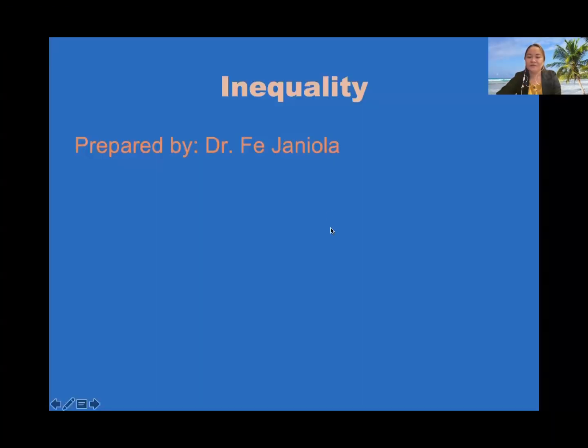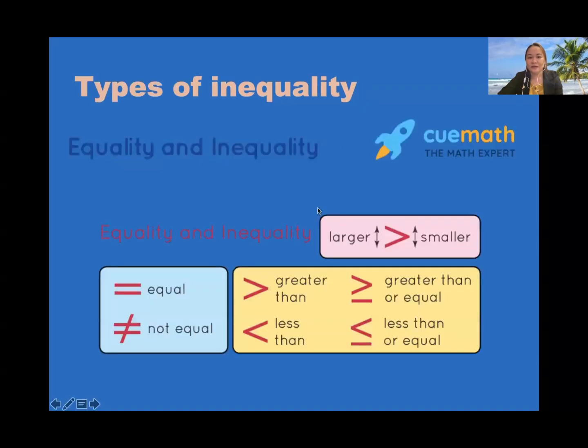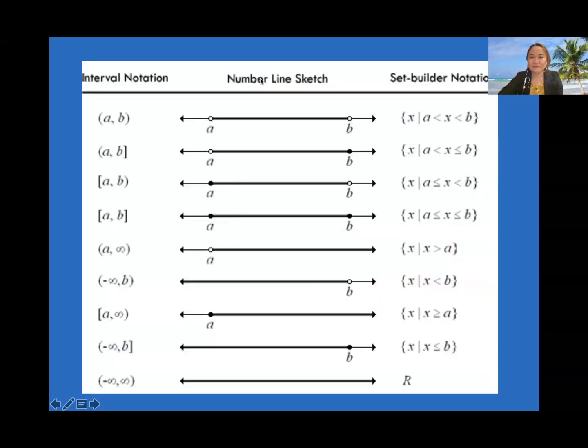We have here the different types of inequality. So inequality and equality. We have the equal sign, not equal. This is part of inequality. Greater than, less than, greater than or equal, less than or equal. These are the different inequality forms. So we have bounded and we have open. So we have the interval, the graph, and the set builder notation or the inequality form.